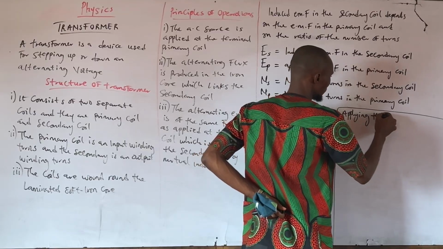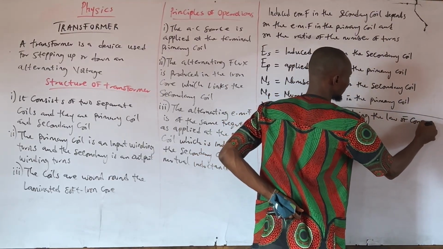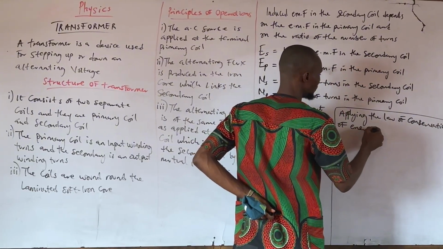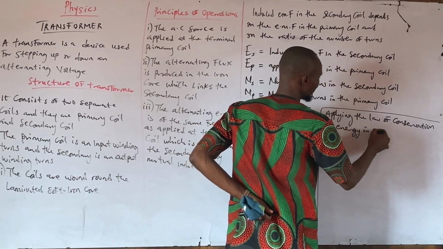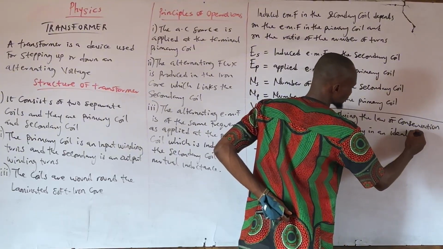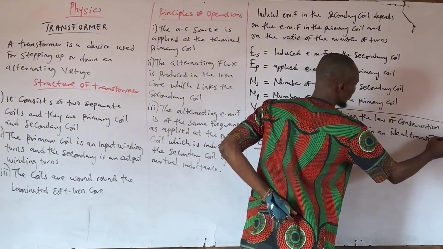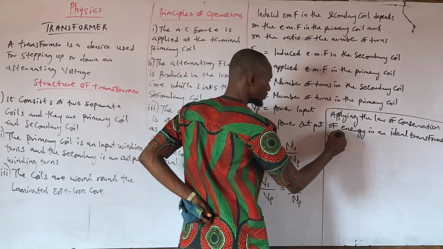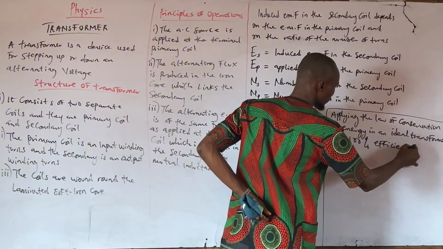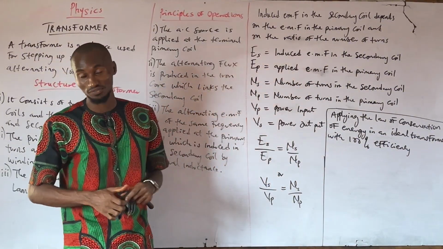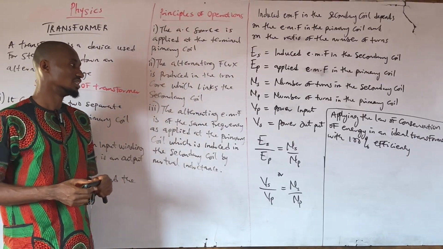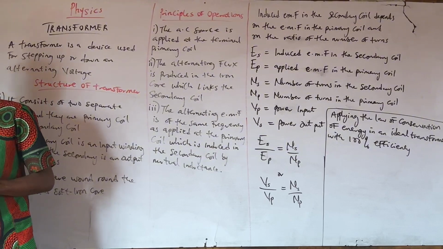Applying the law of conservation of energy in an ideal transformer, with 100% efficiency. When you apply the law of conservation of energy in an ideal transformer with 100% efficiency, mind you that no transformer has 100% efficiency. Are you there?